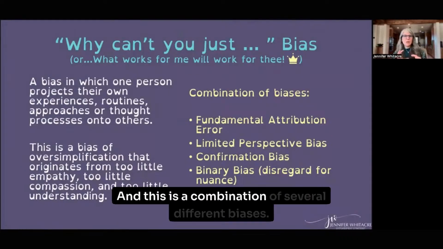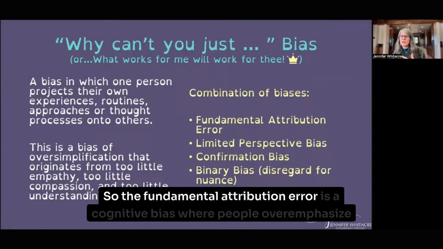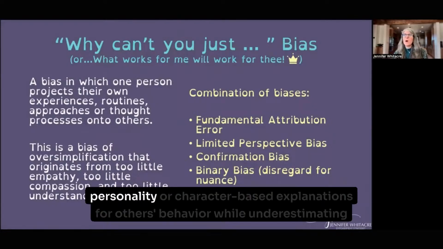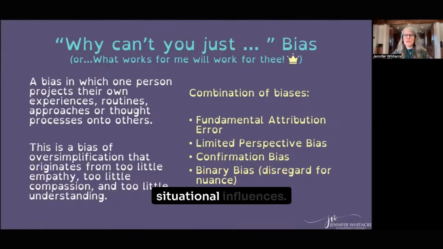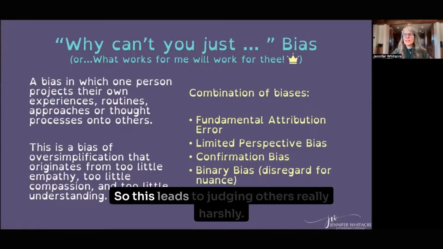And this is a combination of several different biases. So the fundamental attribution error is a cognitive bias where people overemphasize personality or character-based explanations for others' behavior while underestimating situational influences. So this leads to judging others really harshly.